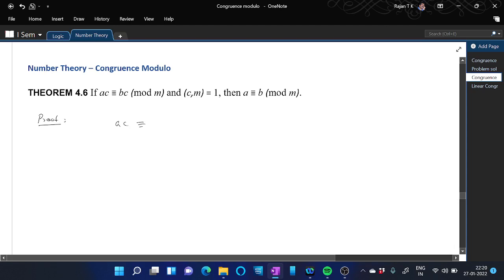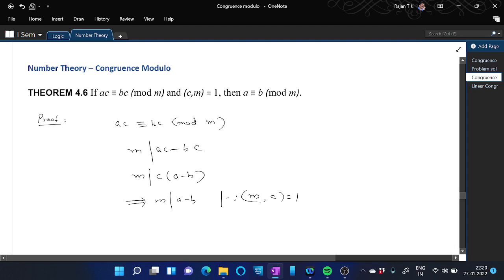Given AC is congruent to BC mod M, which shows that M divides AC minus BC. That is, M divides C into A minus B. So M is actually dividing the product of C and A minus B. But M and C are relatively prime. That is, M cannot divide C. So the only possibility is that M divides A minus B only. So this implies M divides A minus B, since GCD(M, C) is equal to 1.